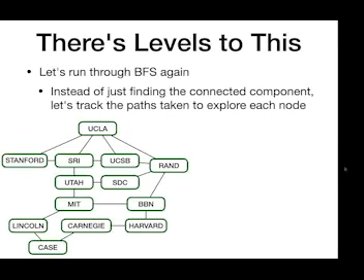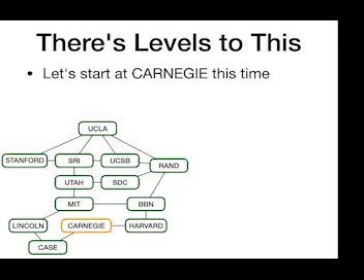So let's run through this. Instead of just running through the algorithm, I'm going to highlight the nodes that we were exploring. And just to change things up, I've been starting at UCLA, so we'll start at Carnegie this time. So let's start at Carnegie and look at what we're doing when we're navigating this algorithm, and let's track the paths that we've traveled during BFS.